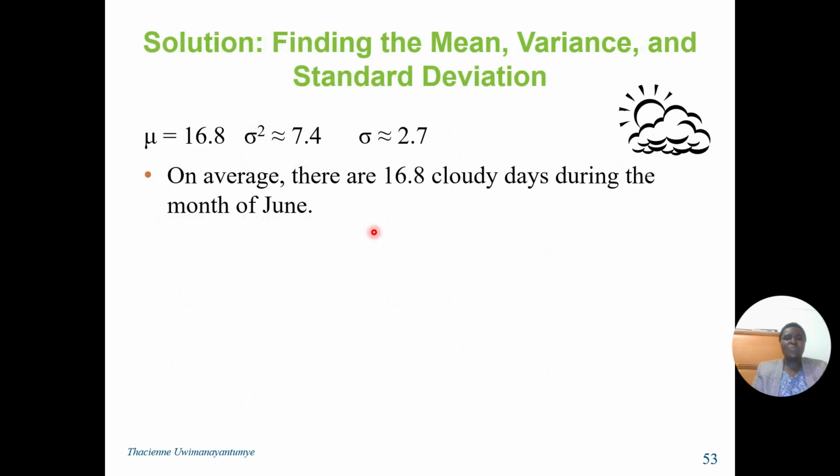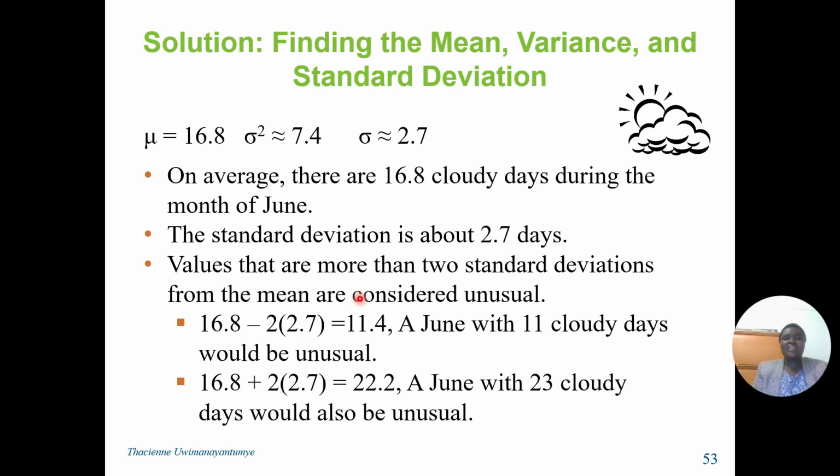All we have to know is that on average there are 16.8 crowd days during the month of June, but the standard deviation is about 2.7 days, and then the values that are more than 2 standard deviations from the mean are considered unusual. So what does it mean? It means when we take this mean, 16.8, and we subtract 2 times the standard deviation, and the standard deviation is 2.7, so we get 11.4.